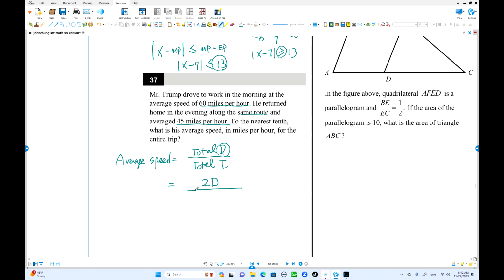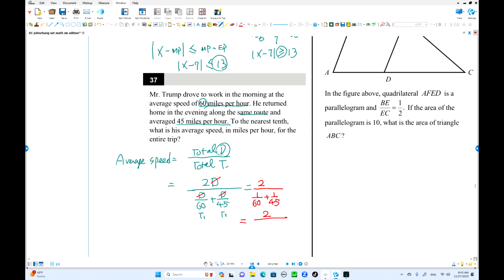What is the total time? In the morning, d over 60, right? Distance over speed is time. And another d over 45. That is the total time. This is in the morning, this is in the afternoon. But when you sit over here, the d's are all the same, so they are going to be canceled out. Forget it, you don't need this one. We just have 2 over 1 over 60 plus 1 over 45.